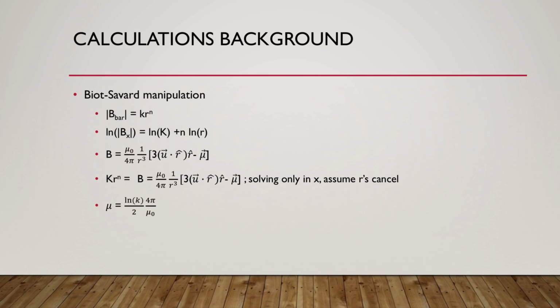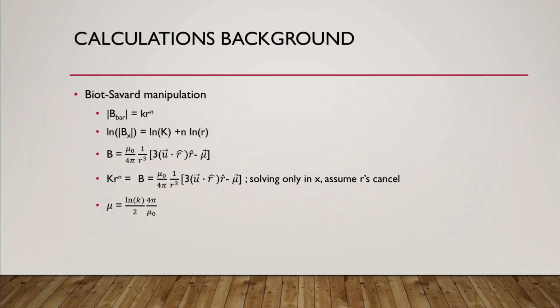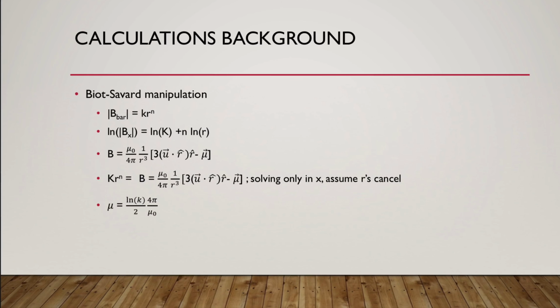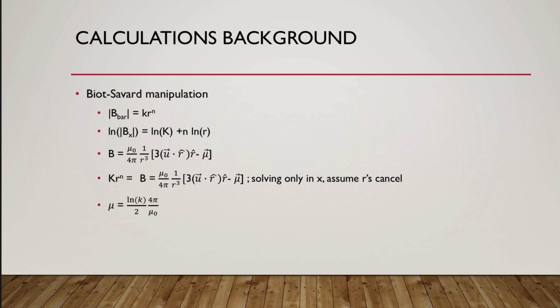Some assumptions that we must make in order for this model to work are that we are solving in only the x direction, and that the n value found is close to -3, therefore we can assume that the r values would cancel.